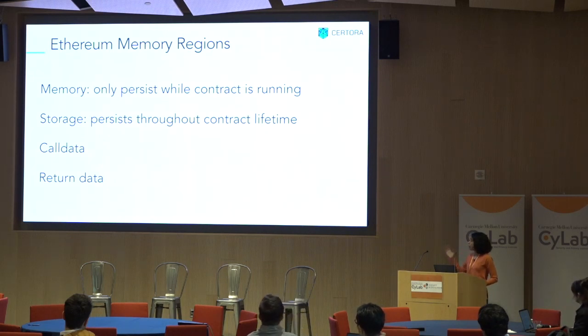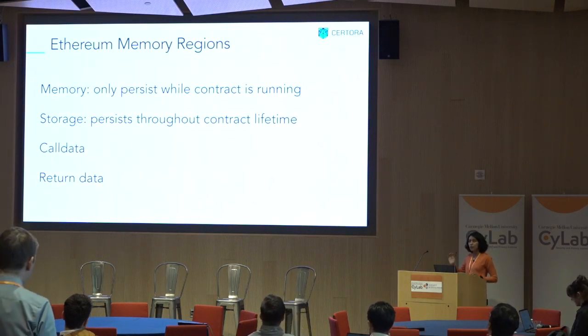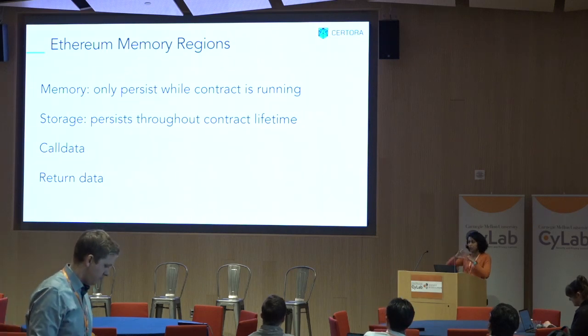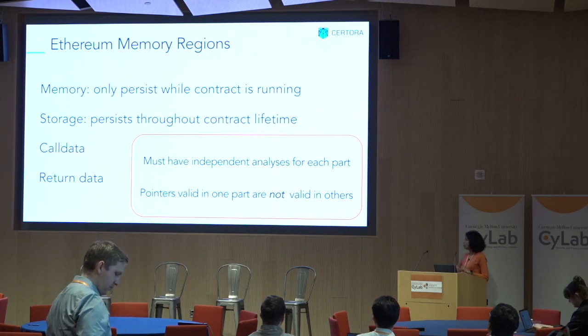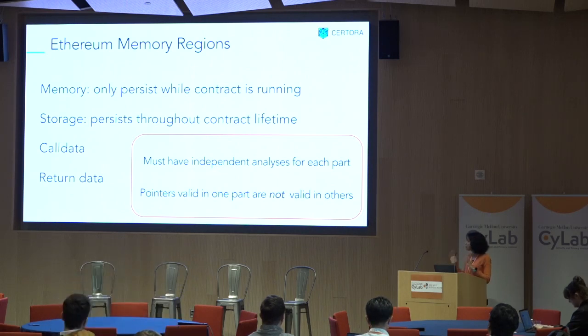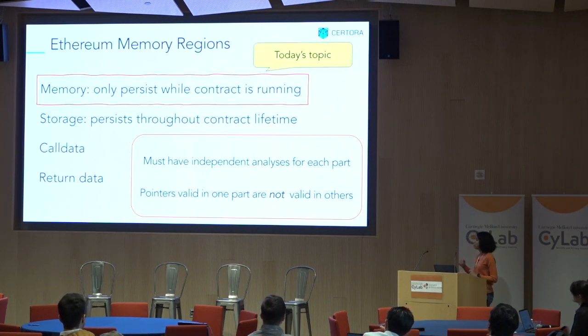If you have never seen this before, memory in Ethereum is actually partitioned into different regions. The nice thing about it is that the regions are very separate. So for example, if you do some kind of analysis at the memory level, that analysis result is not going to be valid if you're working at the storage level. There's a bunch of different regions: the stack, of course, but also memory, storage, call data, return data, and so on. Today we're going to focus more on memory.